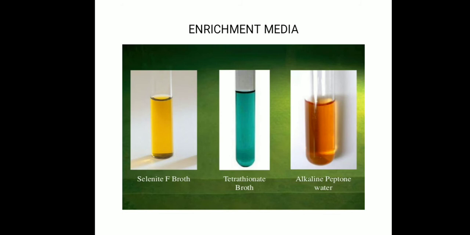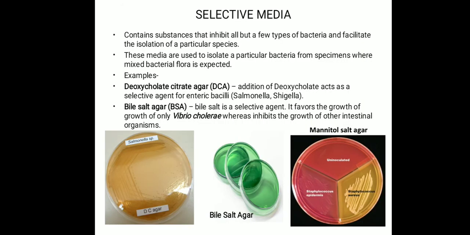The first test tube we have is the selenite F broth. This has a similar action to that of tetrathionate broth. Then the second test tube is the tetrathionate broth. Here tetrathionate is added, which inhibits coliforms and allows typhoid and paratyphoid bacilli to grow. Then the last test tube is the alkaline peptone water. Mostly this is used for growing Vibrio cholerae. So that is for the enrichment media. Next media we have is the selective media.